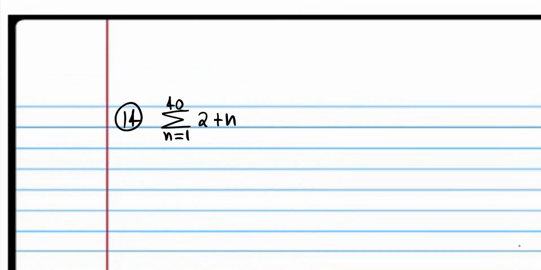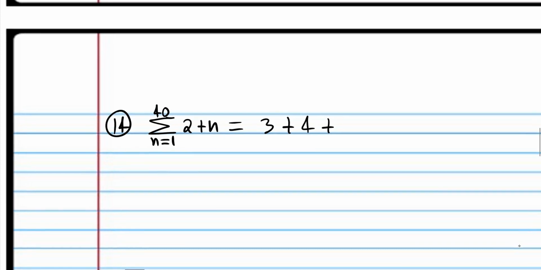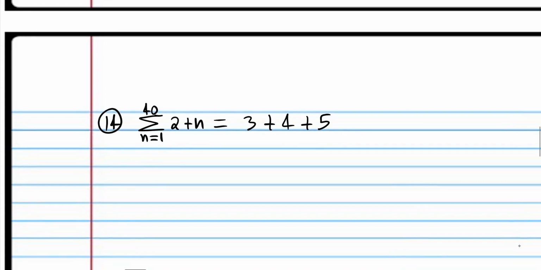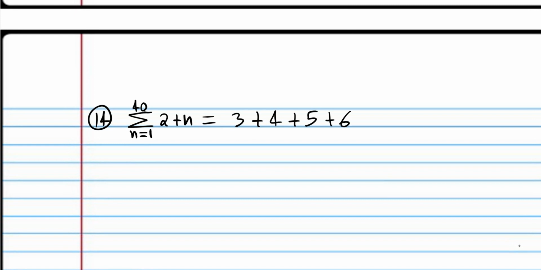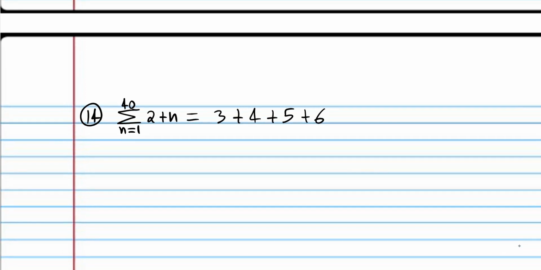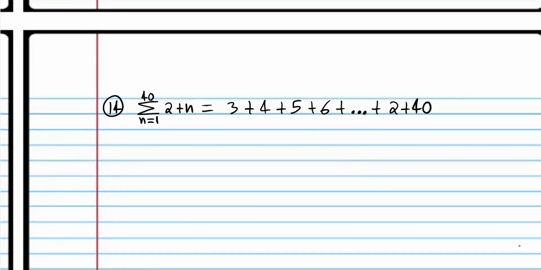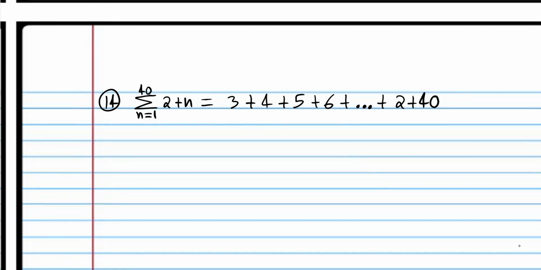Alright, we're back. So we're going to plug in 1, and we get 3. Plug in 2, and we get 4. Plug in 3, and we get 5. Plug in 4, and we get 6, and so on and so forth. So you can see that this is obviously an arithmetic sequence. And the last term would be 2 plus 40. So we need to write arithmetic.